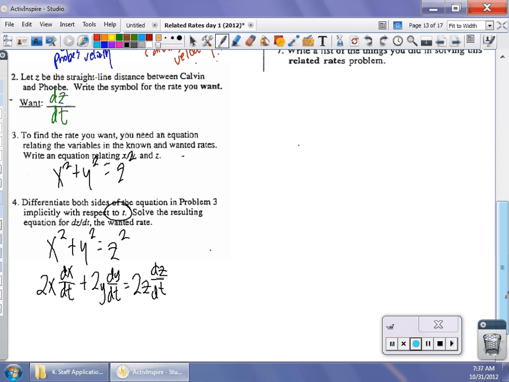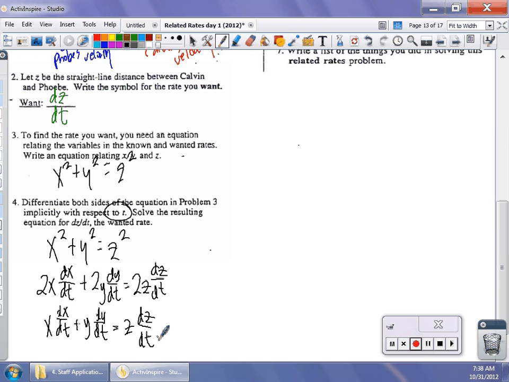Every term has a 2 in it, so I can divide everything on both sides by 2, and I'll get x dx/dt plus y dy/dt is equal to z dz/dt.